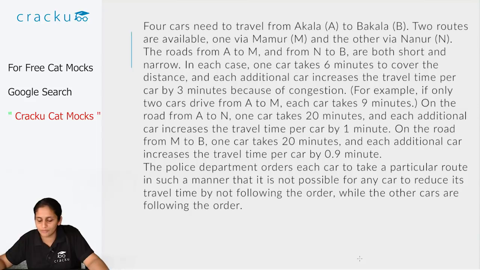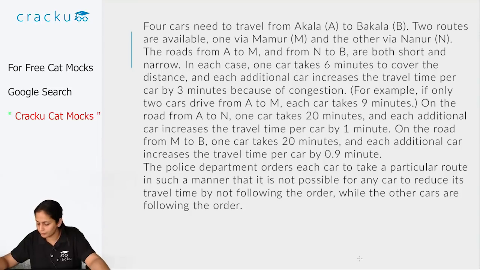4 cars need to travel from Akala to Bakala. 2 routes are available, one via Mamur and the other via Nanur. The roads from A to M and from N to B are both short and narrow. In each case, one car takes 6 minutes to cover the distance, and each additional car increases the travel time per car by 3 minutes because of congestion. For example, if 2 cars drive from A to M, each car takes 9 minutes. On the road from A to N, one car takes 20 minutes and each additional car increases the travel time per car by 1 minute.